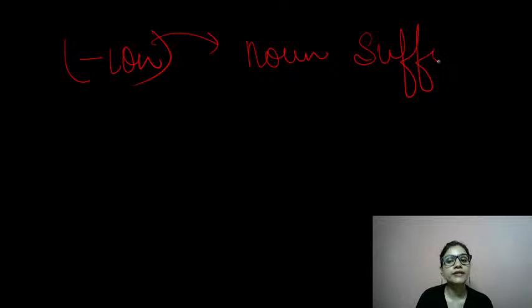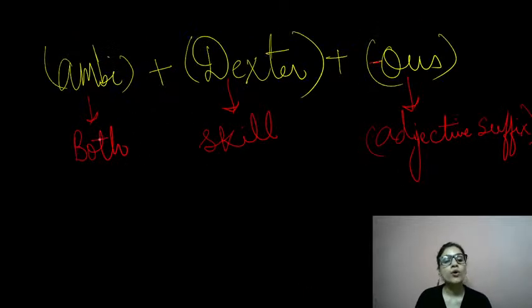Similarly, if I talk about another word root, ION: benediction, pronunciation, aggression. This is a noun suffix. Whichever word has ION at the end, that makes it a noun. So this is a noun suffix. You will find many words ending with ION. I'll just share them with you. Okay, so coming back to this word, if you have OUS at the end, the word would be an adjective. Ambi means both, dexter means skill, OUS is adjective.